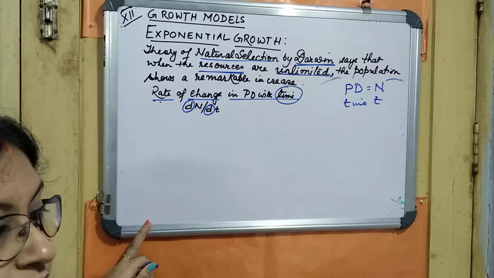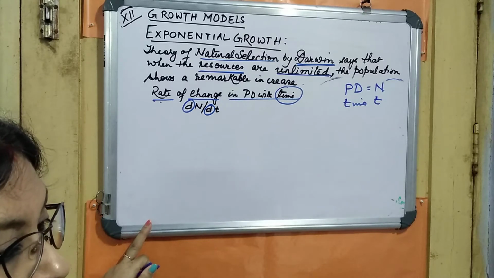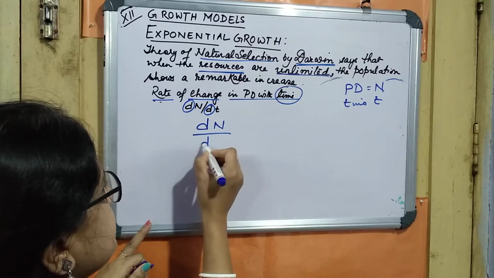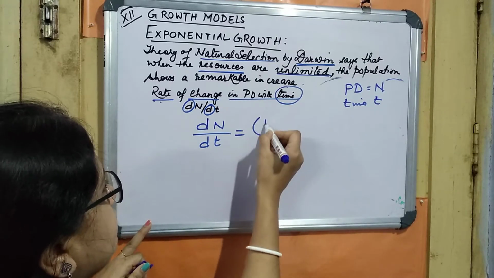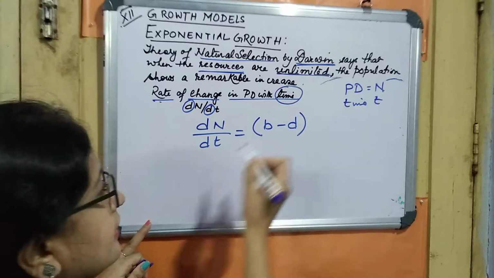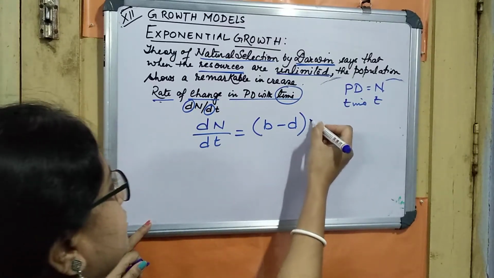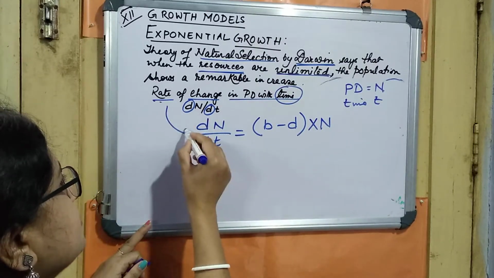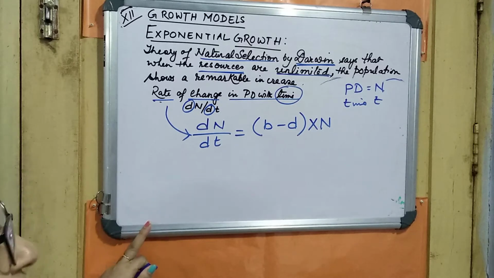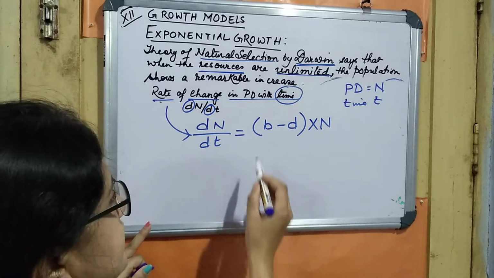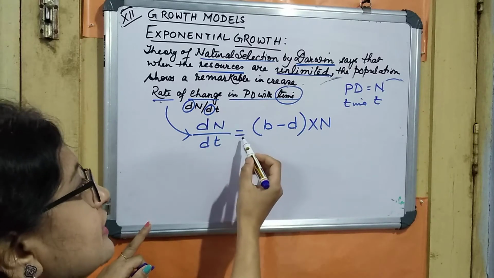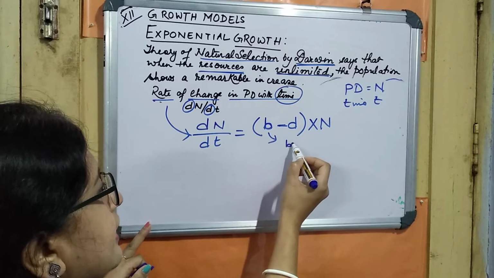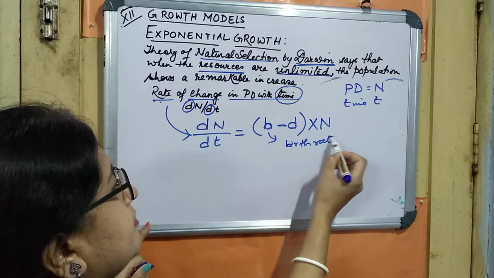In this case the population will be increasing and we will get a particular formula. dN by dt is equal to b minus d, multiplied by the population density, that is N. So we can say this is the rate of change in the population density with time. We calculate this figure by subtracting b minus d. Here b is known as the birth rate per capita.